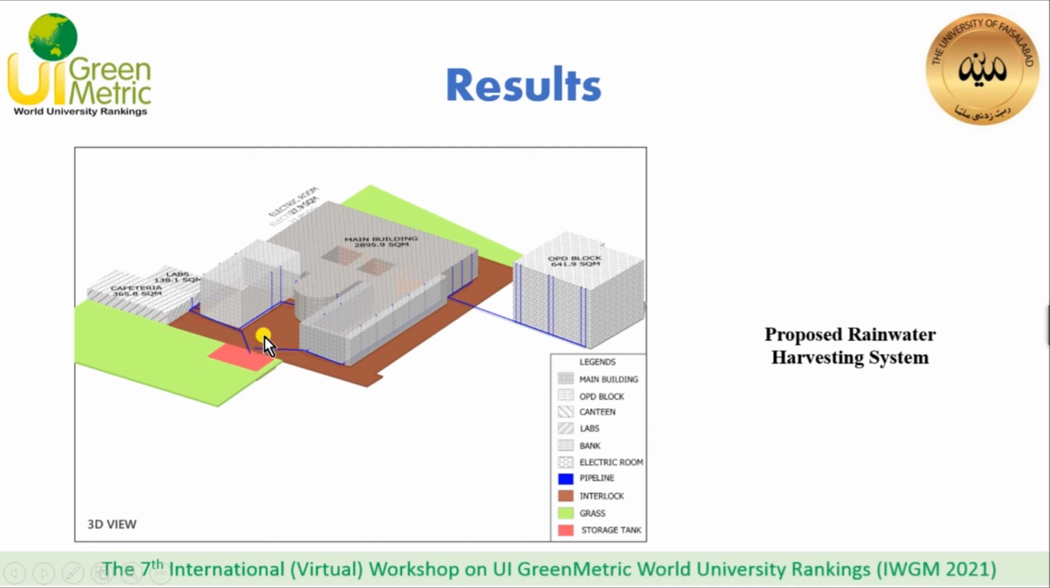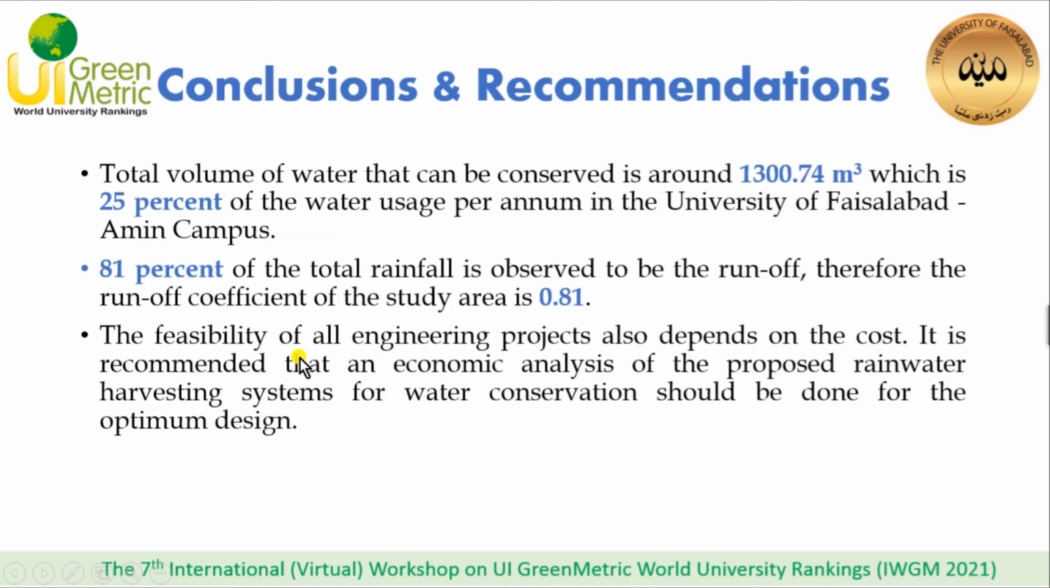The conclusion of the presentation is that we can conserve about 1300 cubic meters of water per year if we install the rainwater harvesting system, which is 25% of the water usage per annum in the university. Also, the runoff coefficient for the campus is around 0.81, which is 81% of the total rainfall observed. An economic analysis is recommended if the rainwater harvesting system is to be applied, in order to have an optimum design.